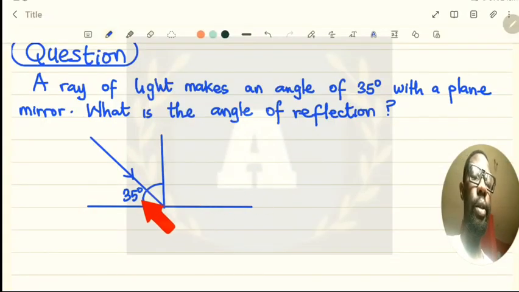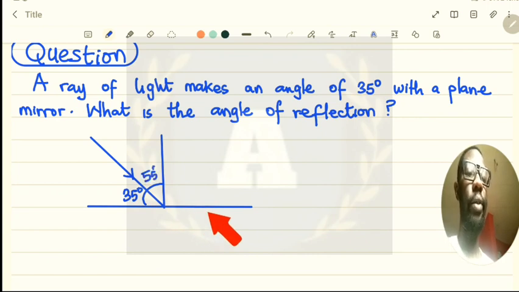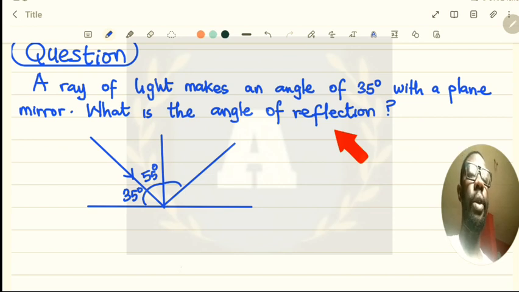So now this is actually the glancing angle. To get the angle of incidence, that will be 90 minus 35, which is 55 degrees. Okay, that is the incident angle. Then the question asks to calculate the angle of reflection. According to the law of reflection, the incident angle is always equal to the reflected angle. So the reflected angle is going to be 55 degrees.